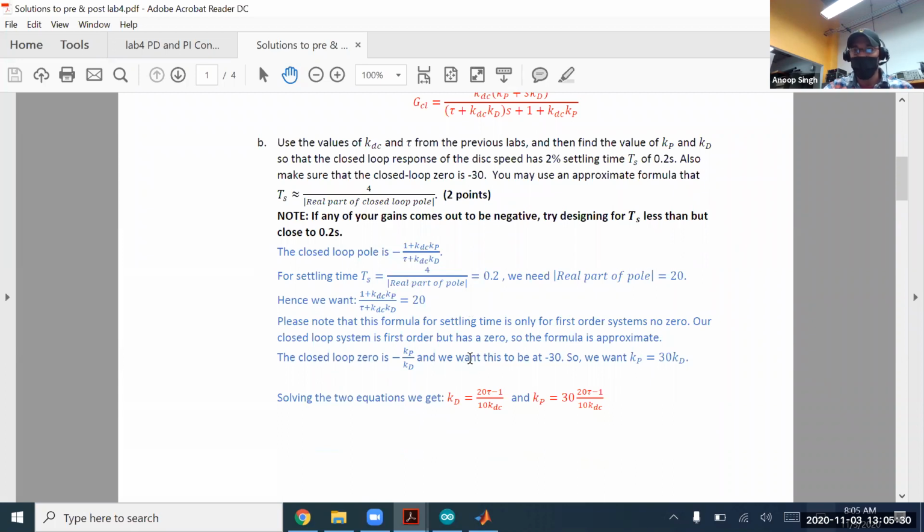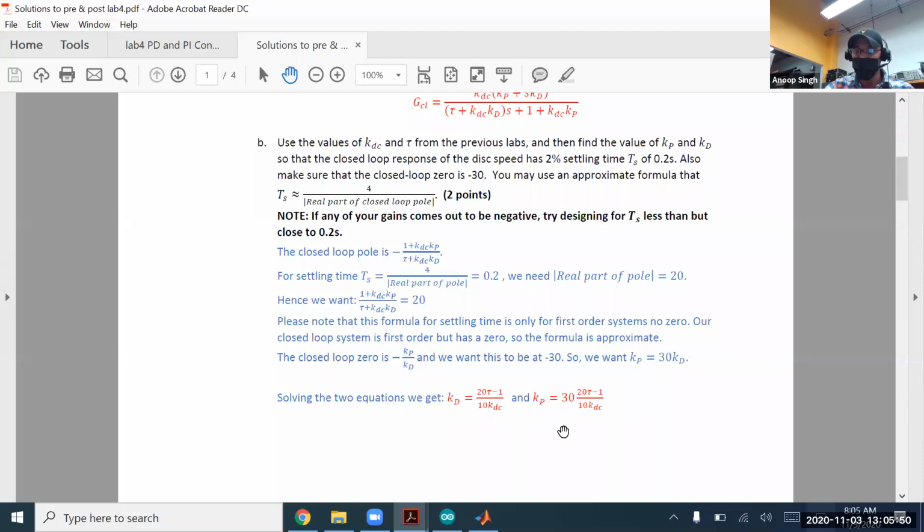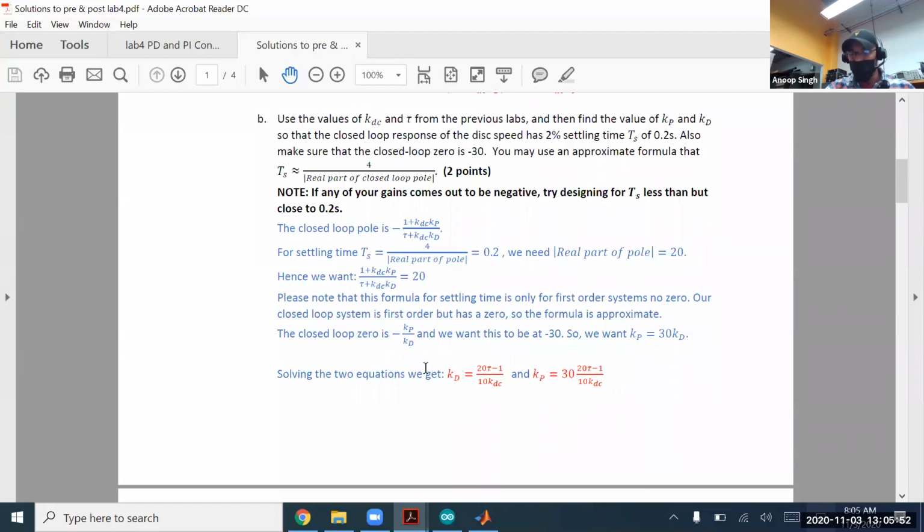And the second thing was the 0 of the closed loop system, which is Kp and Kd. Kp divided by Kd with a negative sign, also the 0 of the controller, that should be 30. So if you rearrange this, that basically means Kp should be 30 times Kd. So these are the two relationships we have involving Kp and Kd, and we can solve these relationships to find the value of Kp and Kd.